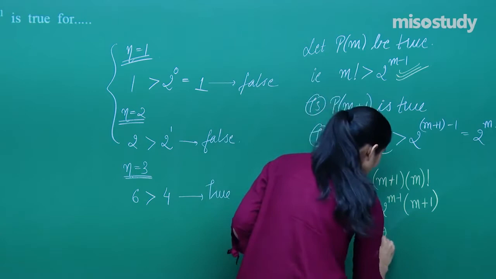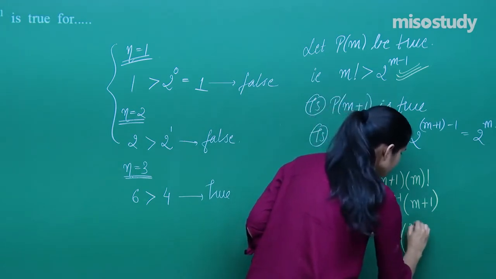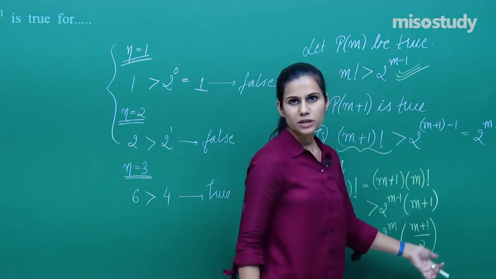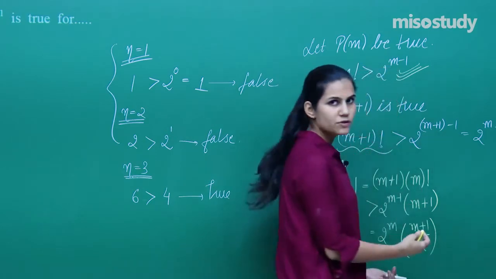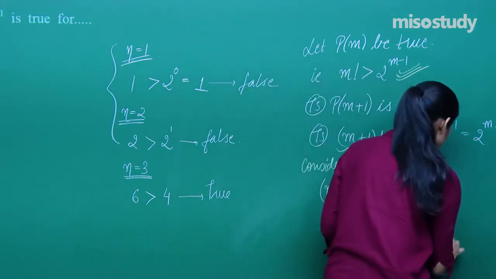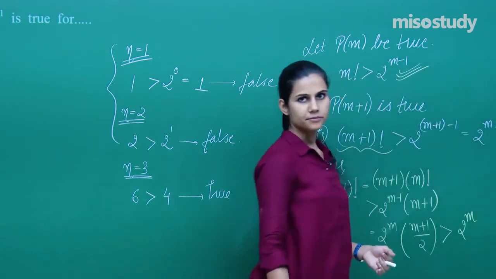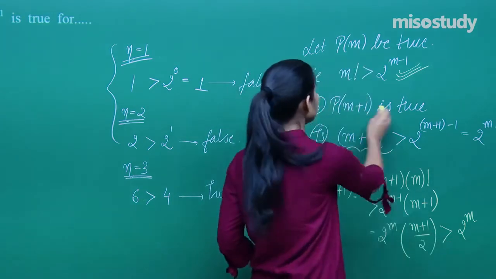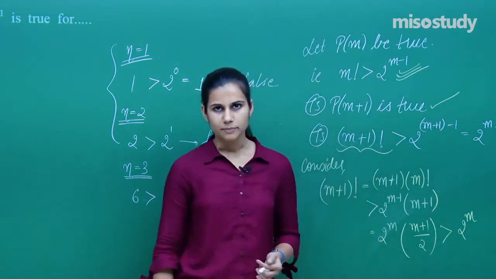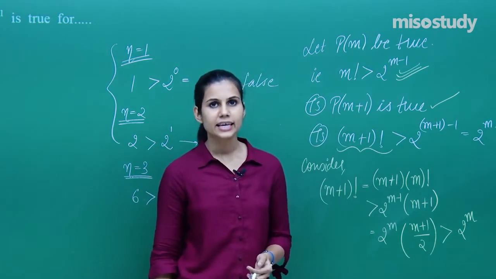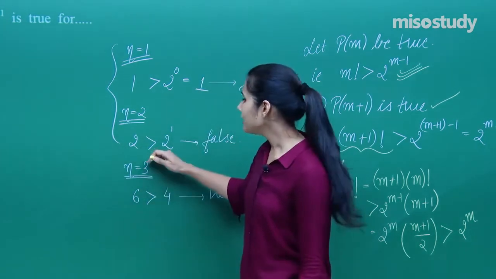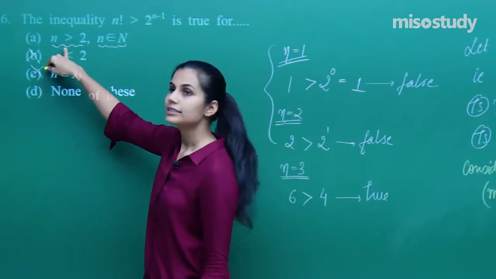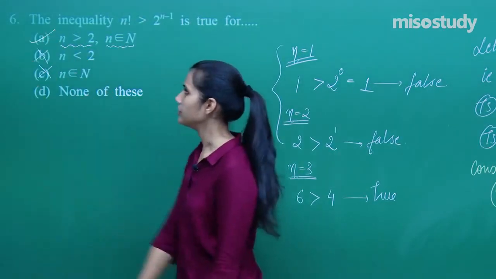2 to the power m minus 1 can be written as 2 to the power m upon 2. Obviously m is a natural number, m plus 1 upon 2 is not a natural number, but m plus 1 upon 2 is a positive number. 2 to the power m into this is clearly greater than 2 to the power m. Right? And therefore m plus 1 factorial is greater than 2 to the power m. That means P of m plus 1 is true, and therefore by first principle of mathematical induction, I can say that P of n is true for all n in N. So from 3 onwards it's true for every natural number. So it's true for all n strictly greater than 2 and for all natural numbers.